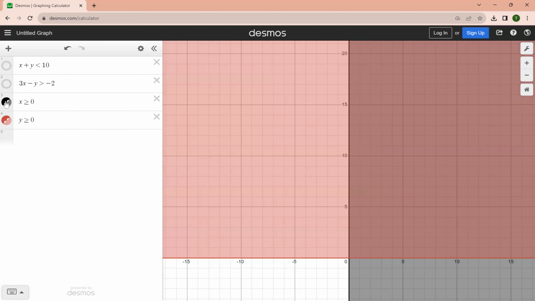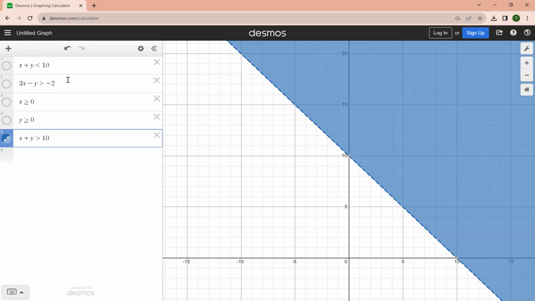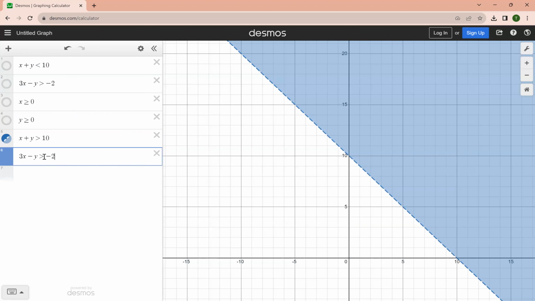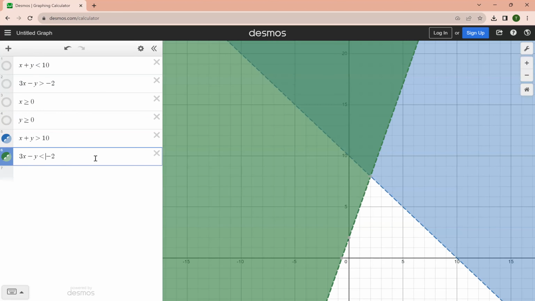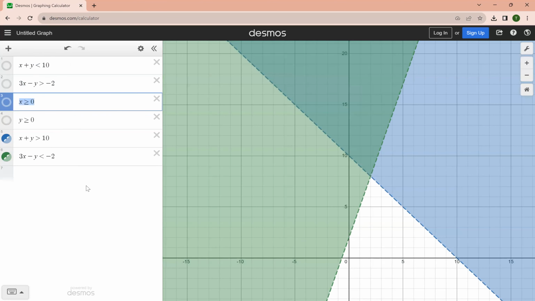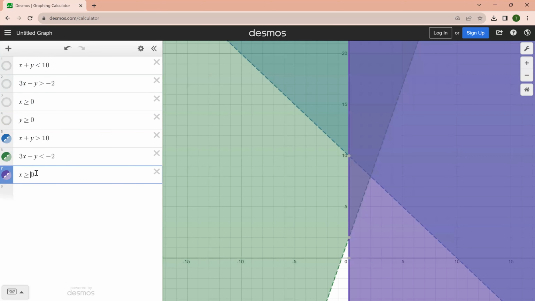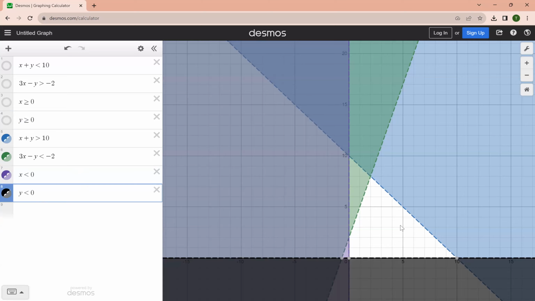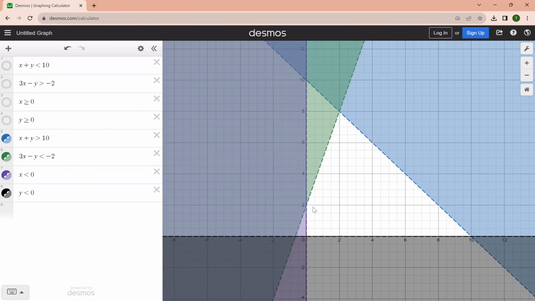I'm going to do this differently now. I'm going to switch all of the inequalities. You have to switch them all in the other direction. Yep, watch this. It's like a magic performance here. All right, now you should see a white space. Yes. So the white space is the overlap of all four.